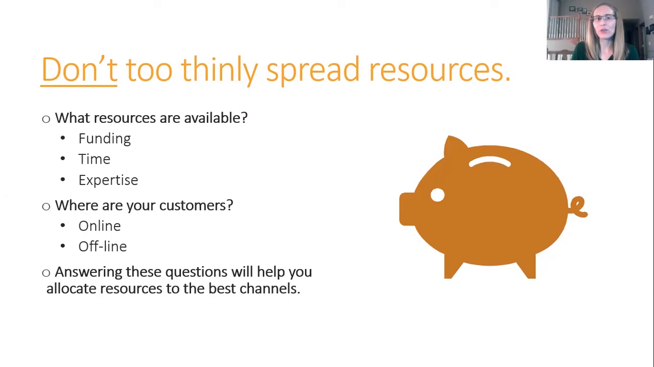And to do that, you first need to articulate what resources you are willing to dedicate to your marketing communication efforts. And really, there are three types of resources that I think are important to assess. The first would be funding. So you can think of funding as the budget that you're willing to dedicate to marketing communications.